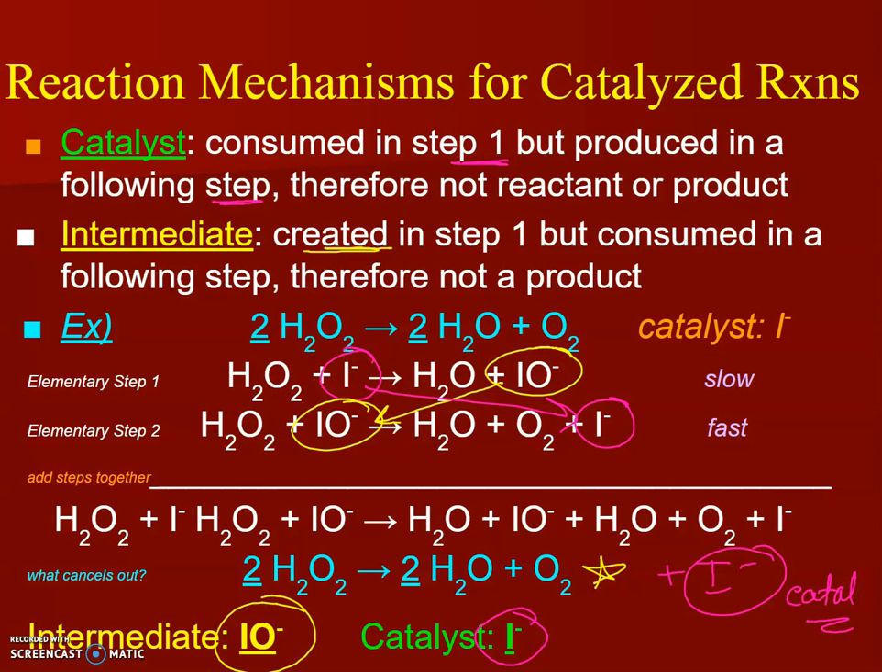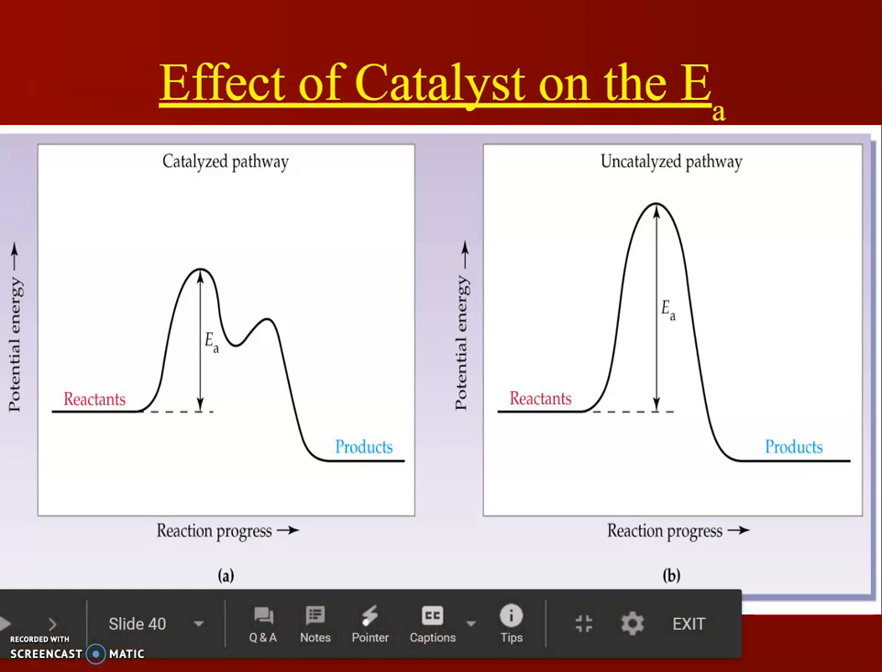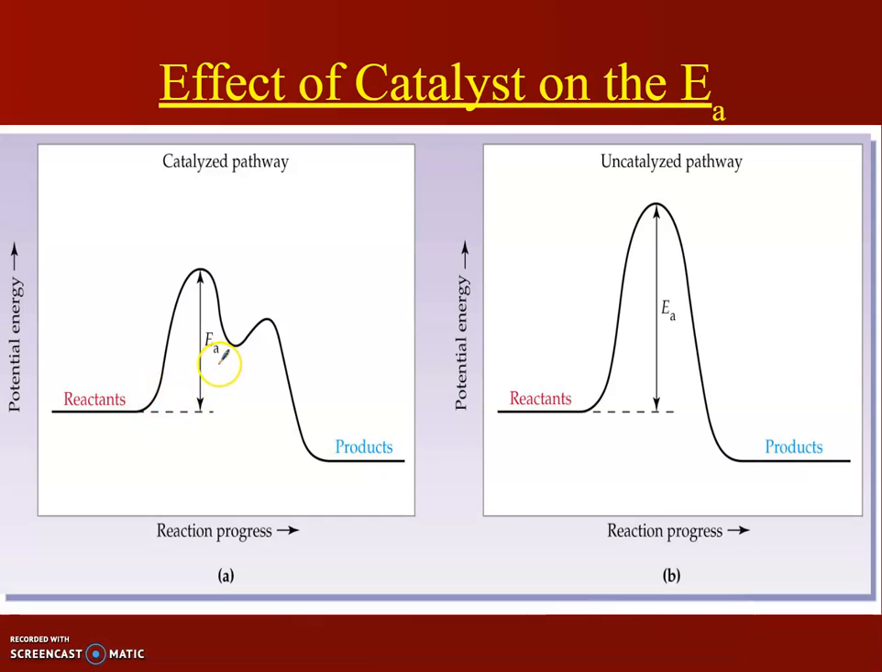If we look at these, we can obviously see that we have a slow step for our elementary step and a fast step. So again, what does the catalyst do? The catalyzed pathway is going to lower the activation energy. So this is going to be the Ea of the slow step, and this is going to be the Ea of the fast step. Notice the fast one is going to have less energy than our slow step, and obviously is going to have less energy than the uncatalyzed pathway that we originally talked about.